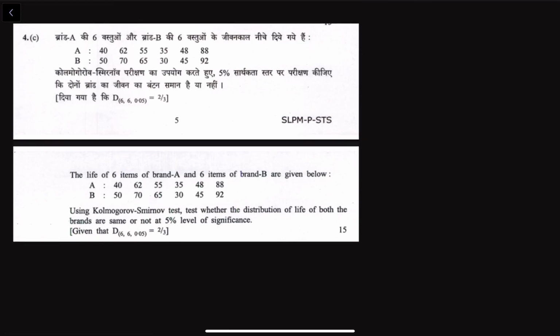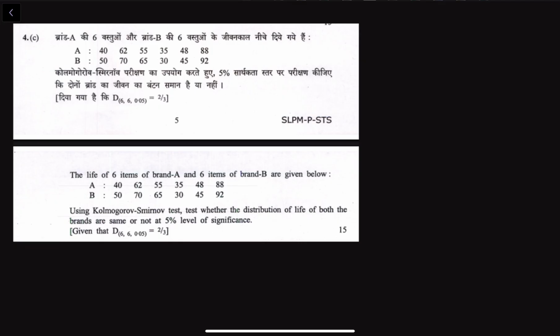In this video, I'll be solving the third part of the fourth problem of UPSC Civil Services 2025 Stats Optional. We are given the lifetimes of items from brand A: 40, 62, 55, 35, 48, 88, and we were also given the life of the six items of the other brand B.